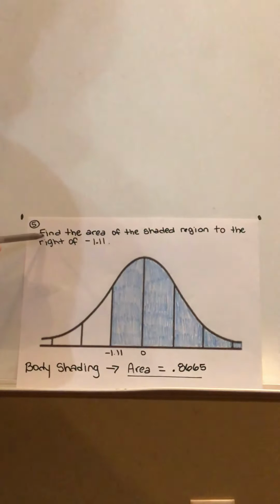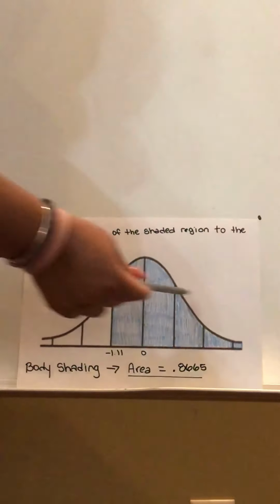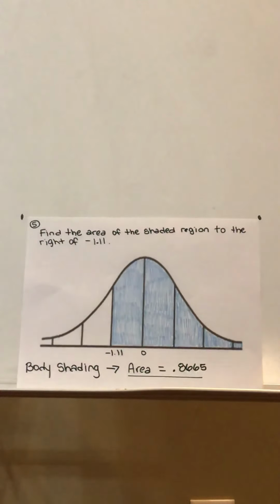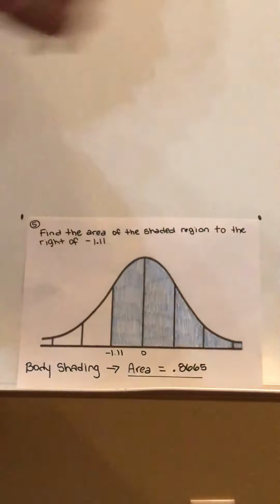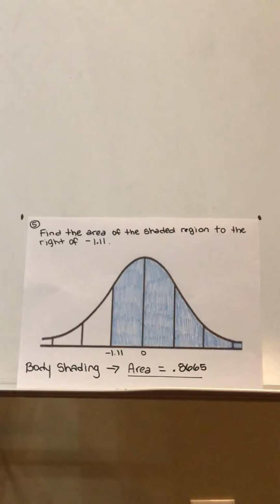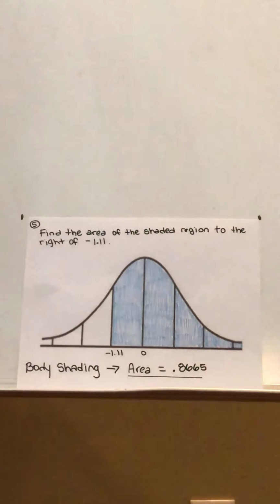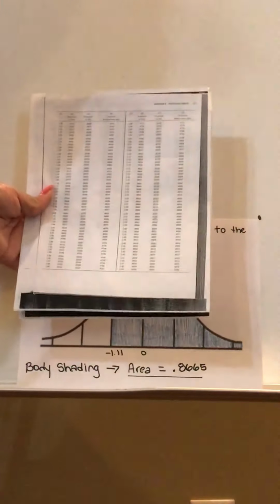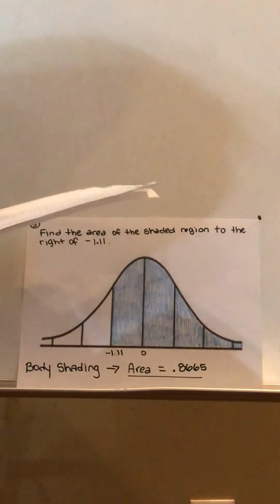Now the instruction says, find the area of the shaded region that would be to the right of it. I didn't tell you where to stop, so I would know that it's going to continuously go all the way through the tail. So if I look at that picture, that's a body shading. I have more than 50% shaded. I went across the middle. So I'm going to go get my table back out, my chart.